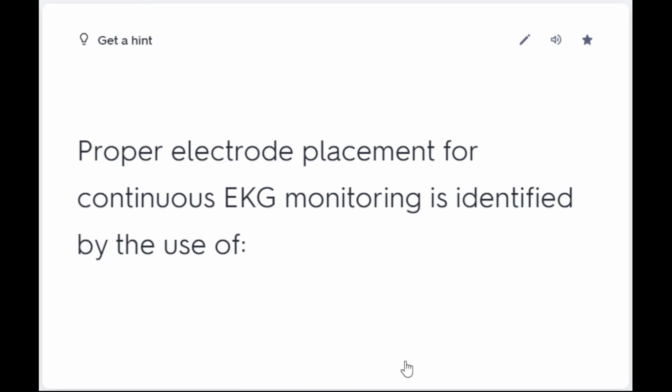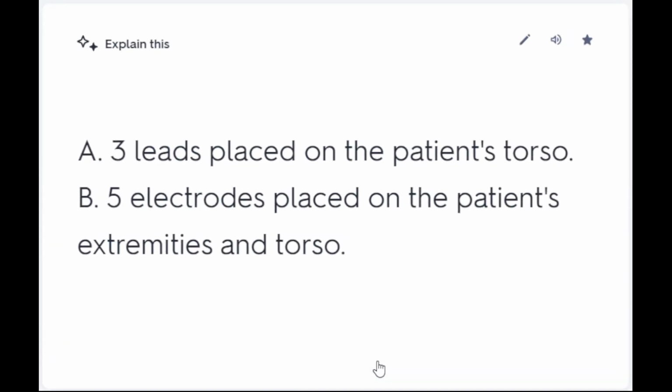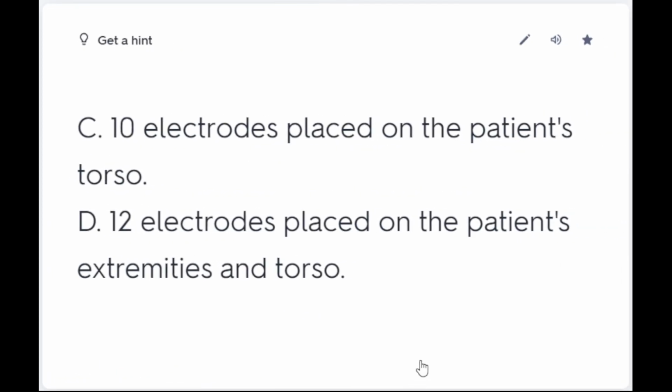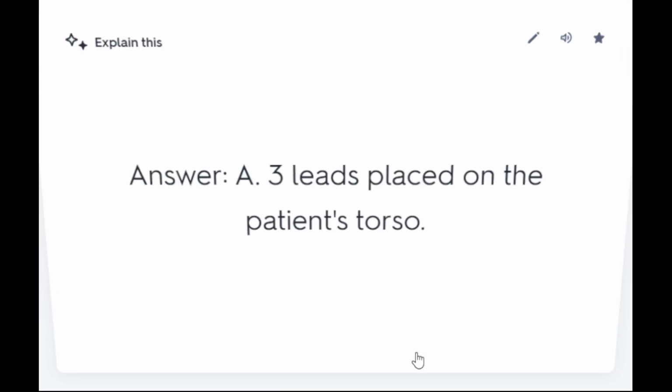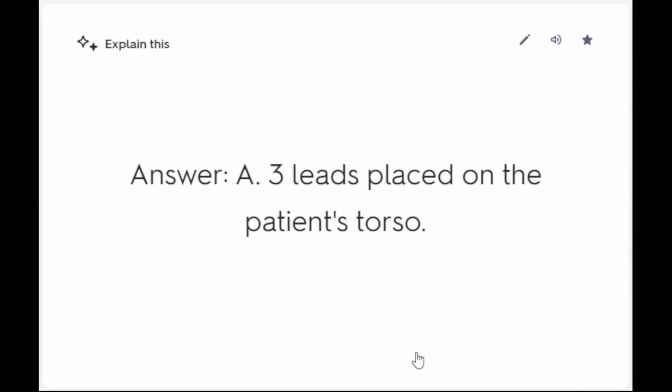Proper electrode placement for continuous EKG monitoring is identified by the use of A. 3 leads placed on the patient's torso, B. 5 electrodes placed on the patient's extremities and torso, C. 10 electrodes placed on the patient's torso, D. 12 electrodes placed on the patient's extremities and torso. Answer: 3 leads placed on the patient's torso.